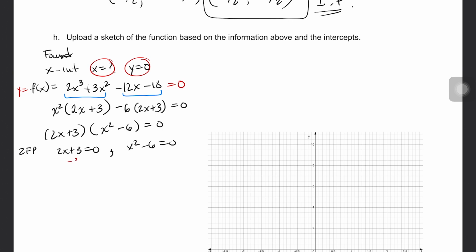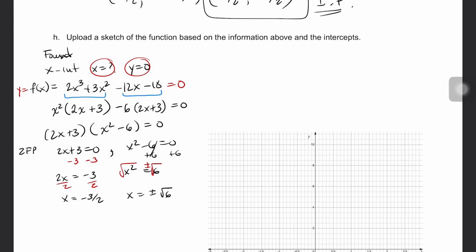We solve for x on both of them. For the first, 2x equals minus 3, so divide by 2. For the second, x squared equals 6, so square root both sides, plus or minus. Then we end up getting x equals negative 3 halves, and x equals plus or minus square root of 6.